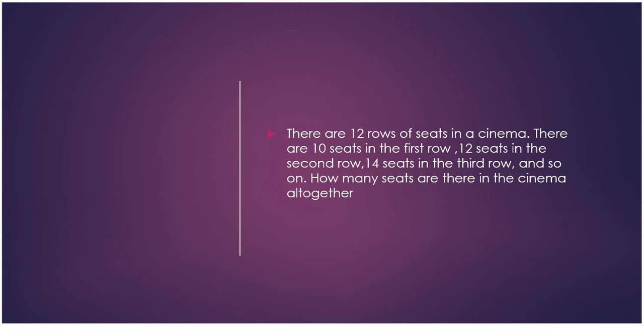We have 12 rows of seats in a cinema, okay? There are 10 seats in the first row. So now we know our number sequence has to start with 10, right? 12 in the second row, so 10, 12, 14 in the third row, okay? And so on. So what does the question ask you to do? How many seats are there in the cinema altogether? Here the question mark has been missed, sorry for that. So altogether is, which keyword is it?